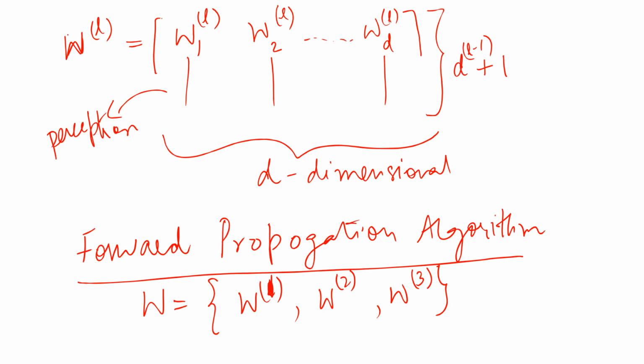For example, this W1 has the information of the previous layer, which is layer 0 and 1. This one has the information of layer 1 and 2. And this one has the information of layer 2 and 3. Right, so it is some kind of embedding, because that's how we're calculating the input and then getting the output.